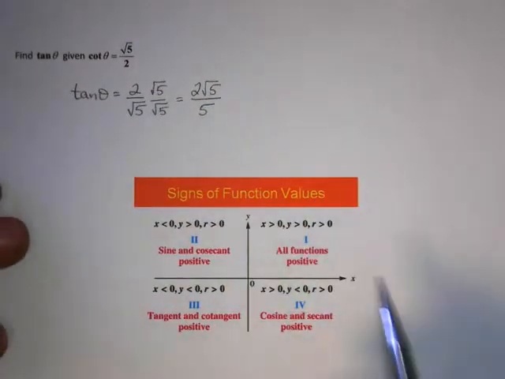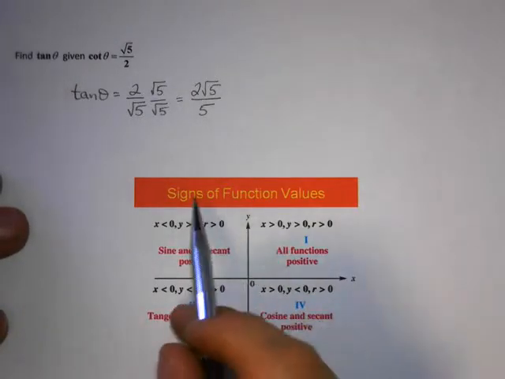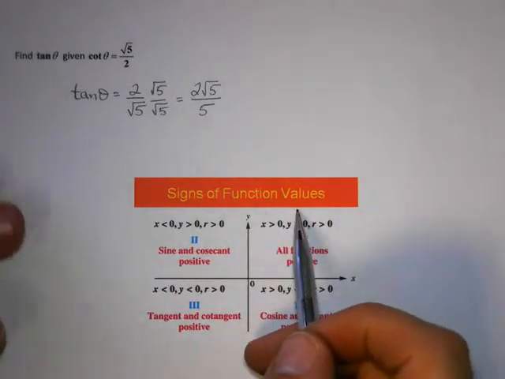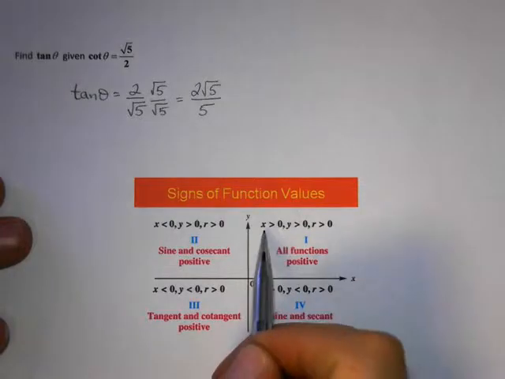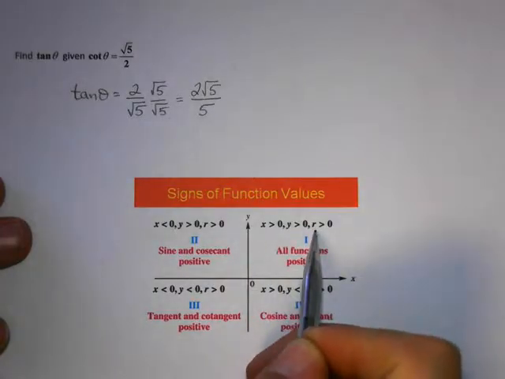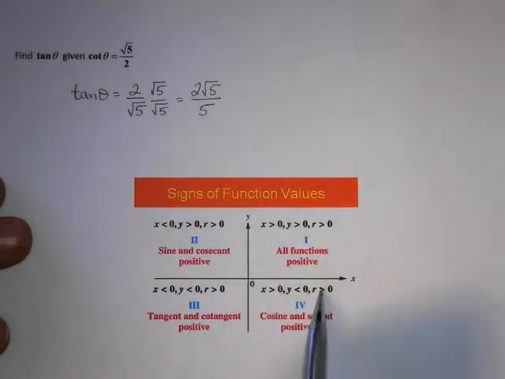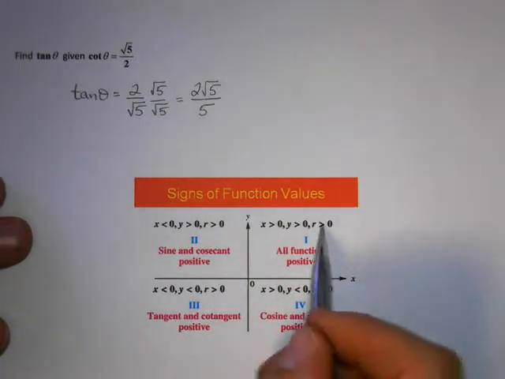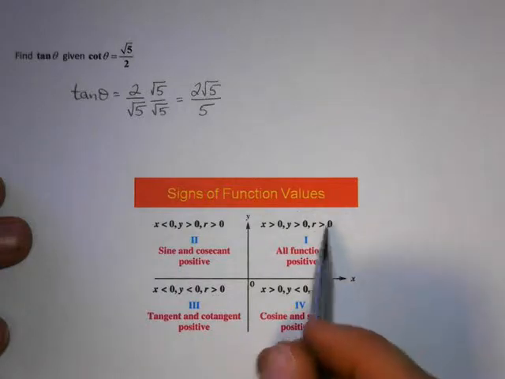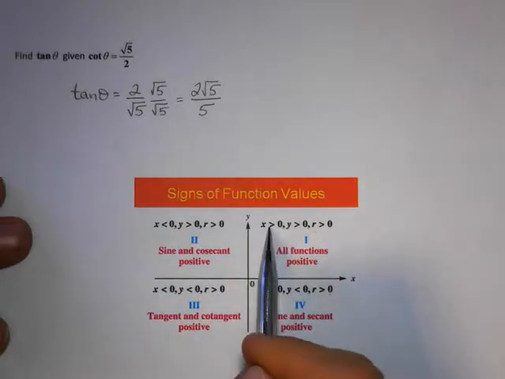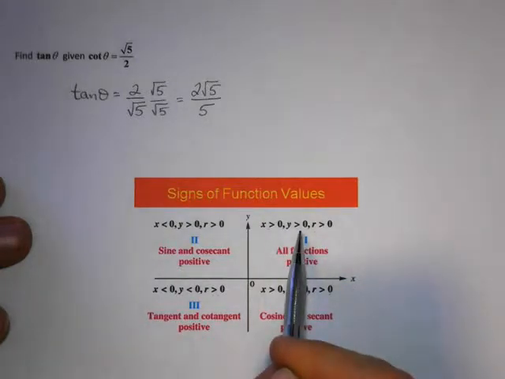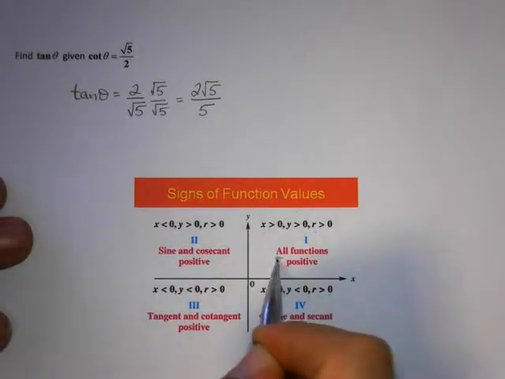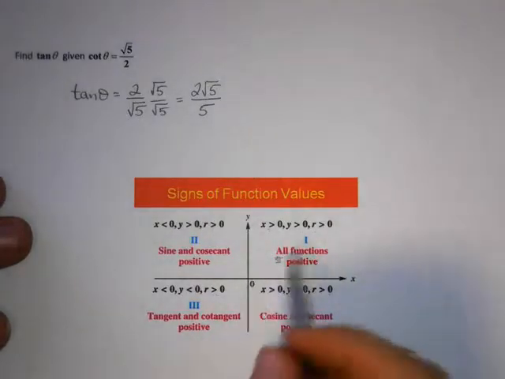Something else that's very valuable when we're doing trig is the signs of our functions. Now notice r is always greater than 0. R is always going to be positive. You can think of that as our hypotenuse. Now in the first quadrant, x is positive, y is positive. So all trig functions will be positive, because a positive divided by a positive is positive in the first quadrant.